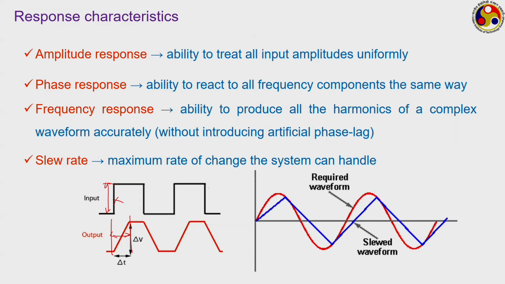Another situation, here we are having a sine wave as the input signal, but the one that we are getting, because of this limited slew of the system, is showing more of a triangular kind of representation. This is what slew rate is representing.